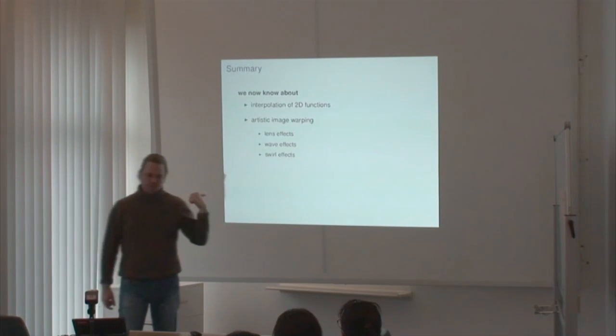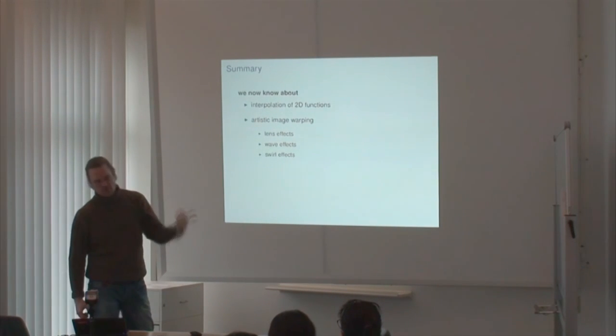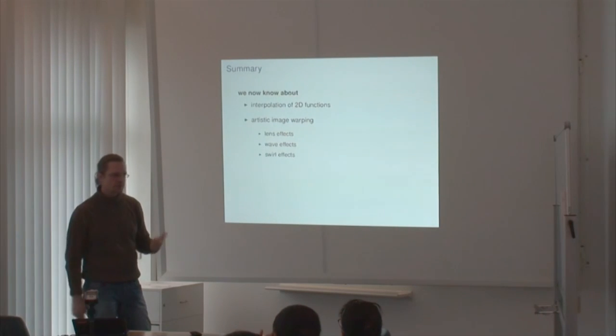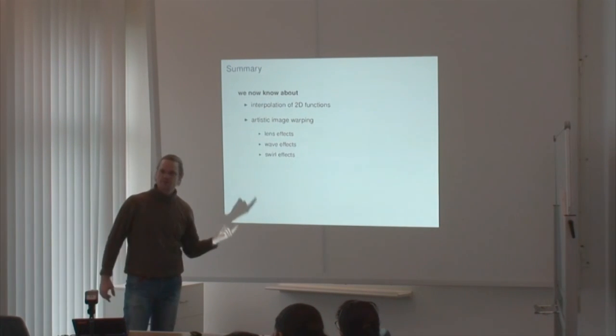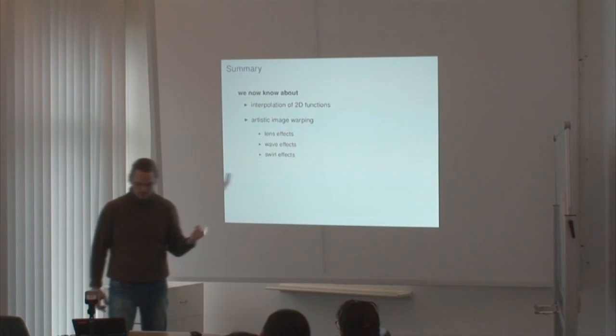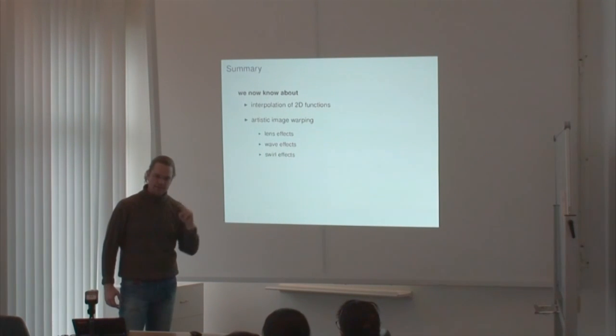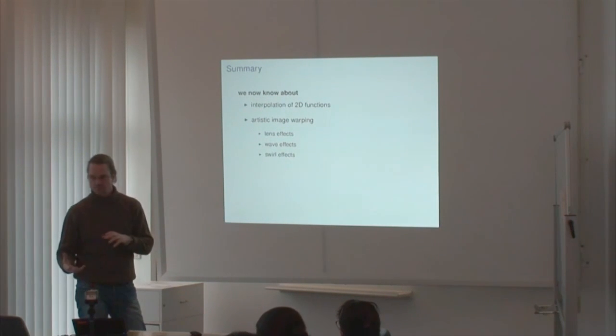Right? And we talked about two-dimensional nearest neighbor interpolation, which is so trivial that I really did not actually talk about it, but this is really straightforward. We talked about bilinear interpolation and bicubic interpolation. And we saw what kind of results they produce.